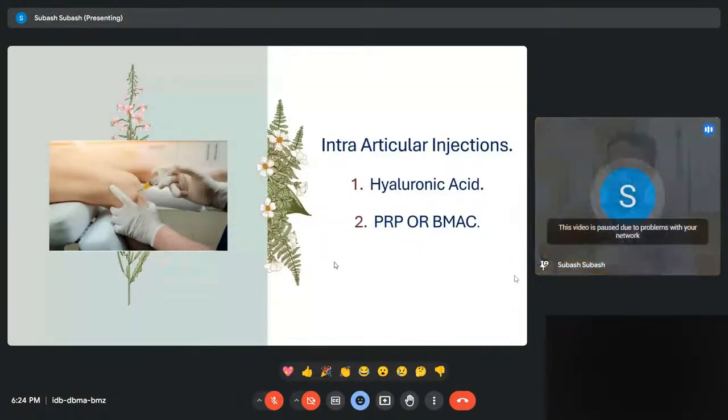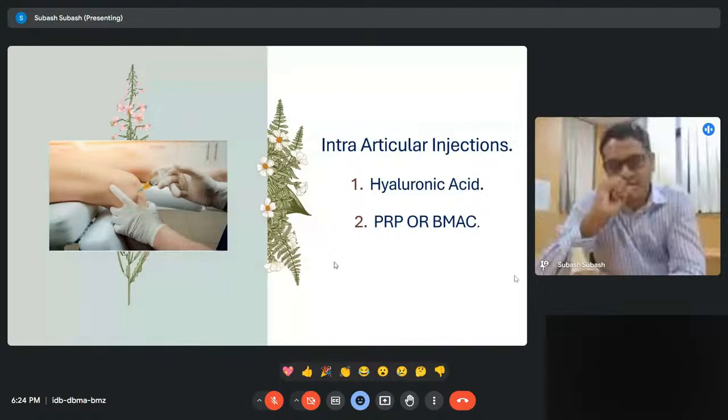So PRP and injections are beneficial at the early stage of osteoarthritis. They do not benefit patients at stage 3 and stage 4. They would benefit briefly for a period of 2 to 3 months and then the symptoms recur.